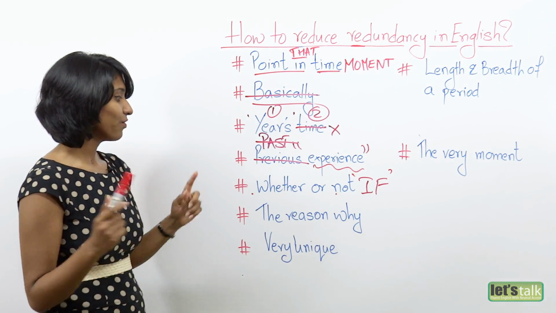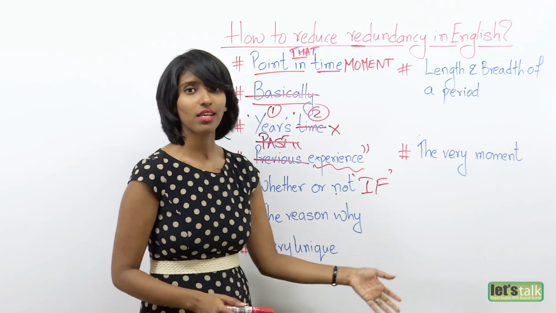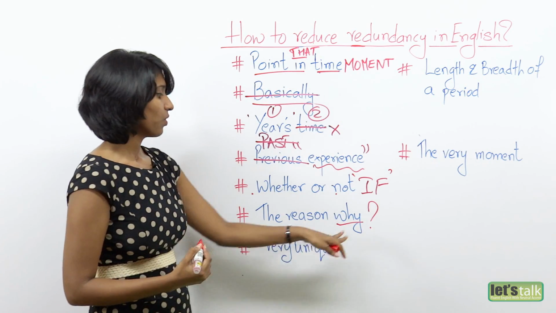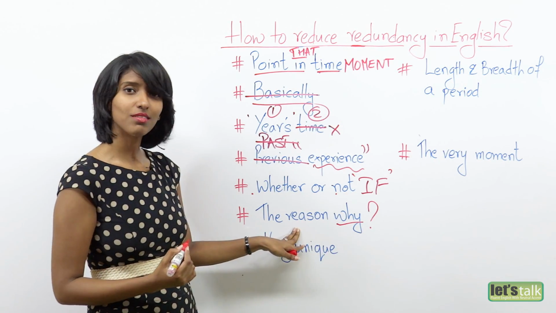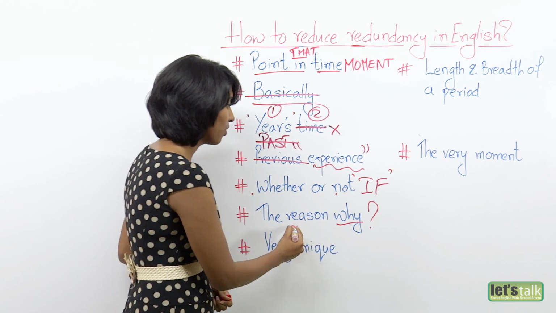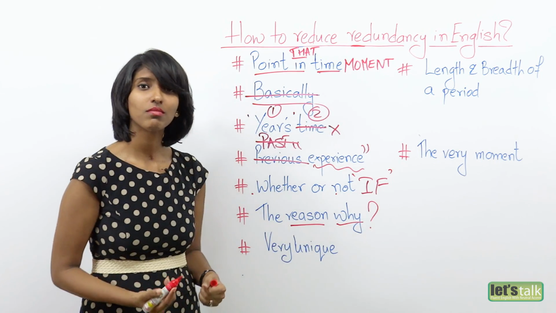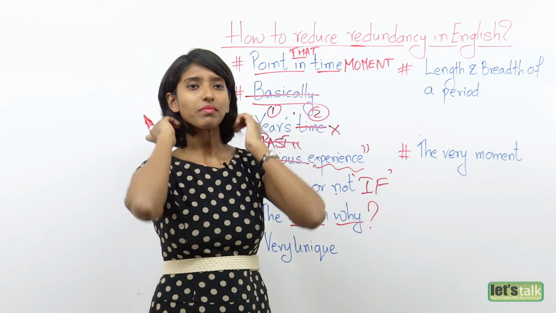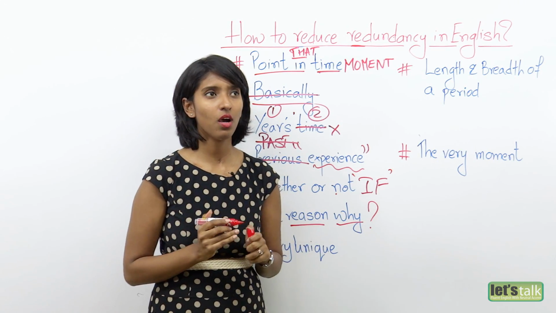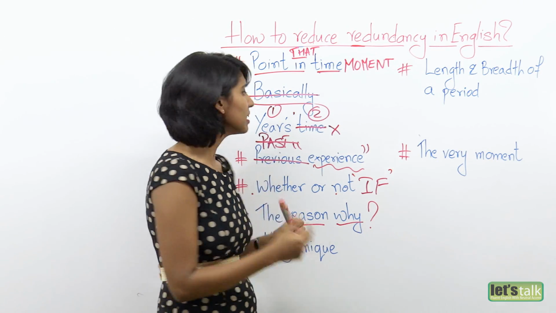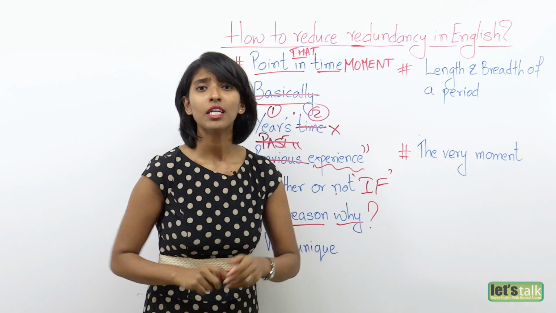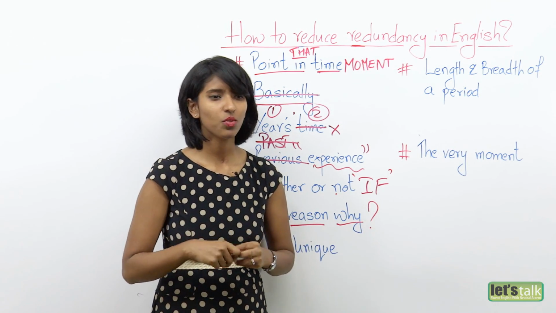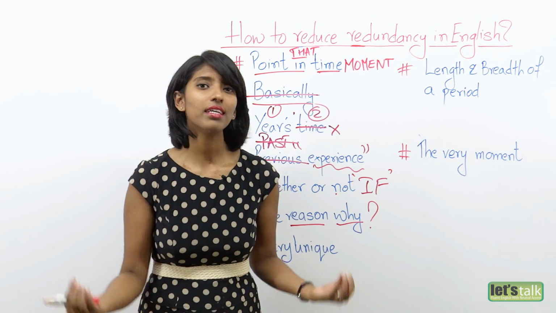Then we have my favorite, the reason why. Why is already your question. Answer to why is the reason. So why do you have to say reason and why together? Just say the reason is. Let me give you an example. If you have a salesperson, these phrases are good for salespeople. If you have a salesperson and you're trying to ask a question, why would I need this? And he comes up with a sentence.